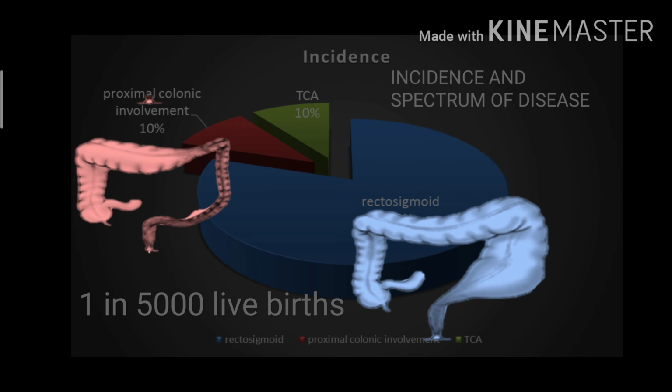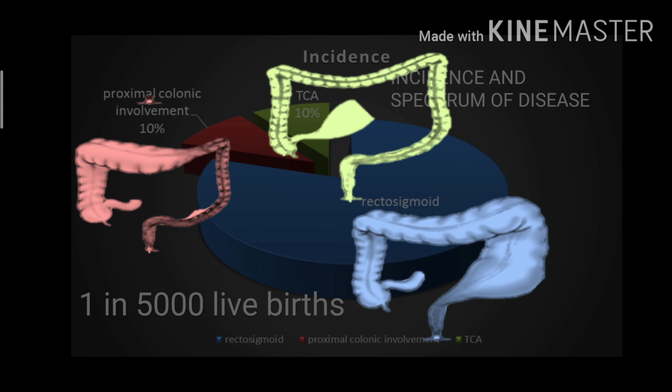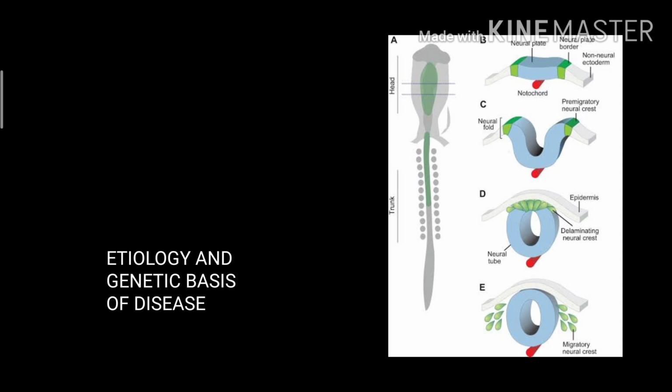In proximal colonic involvement, we can see that HD affects this much of the bowel. There are no ganglion cells in this much of the bowel. This is the long segment HD. Any HD which goes beyond the rectosigmoid junction is the long segment HD. And next is the total colonic aganglionosis. Here the complete colon is aganglionic. The colon is completely aganglionic, so it is constricted. We can see the dilated ileum. It is seen in 10% of the cases.